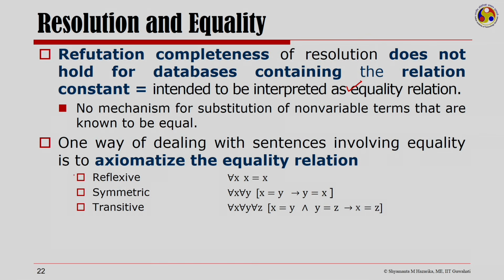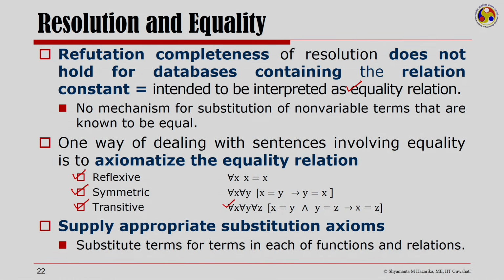Here are the three axioms. For all x, x equal to x states that the equality relation is reflexive. For symmetry: for all x, for all y, x equal to y implies y is equal to x. And the transitivity of equality: for three variables x, y and z, if x is equal to y and y is equal to z, this would imply x is equal to z.